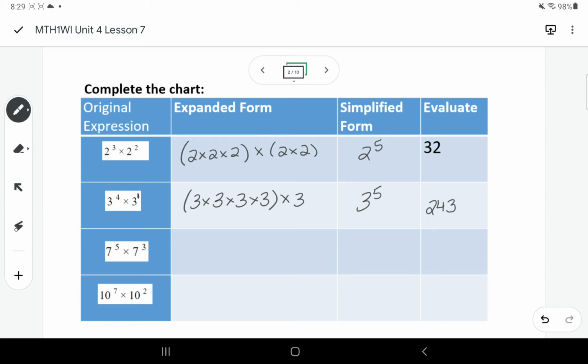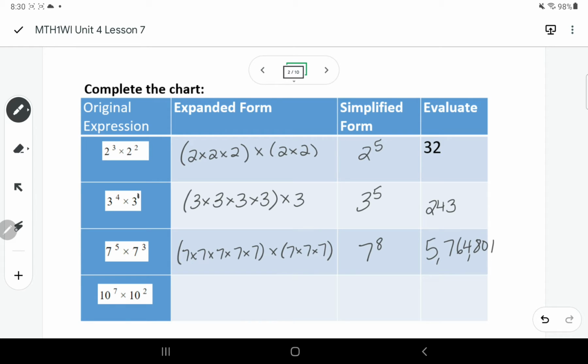The next one, we have 5 7's multiplied, 7 times 7 times 7, times 3 7's multiplied together. So hopefully you've counted those up and said I have 5 7's times 3 7's, so all together I have 7 to the exponent 8. And that is going to be pretty big, but my calculator can do it. It's 5,764,801.